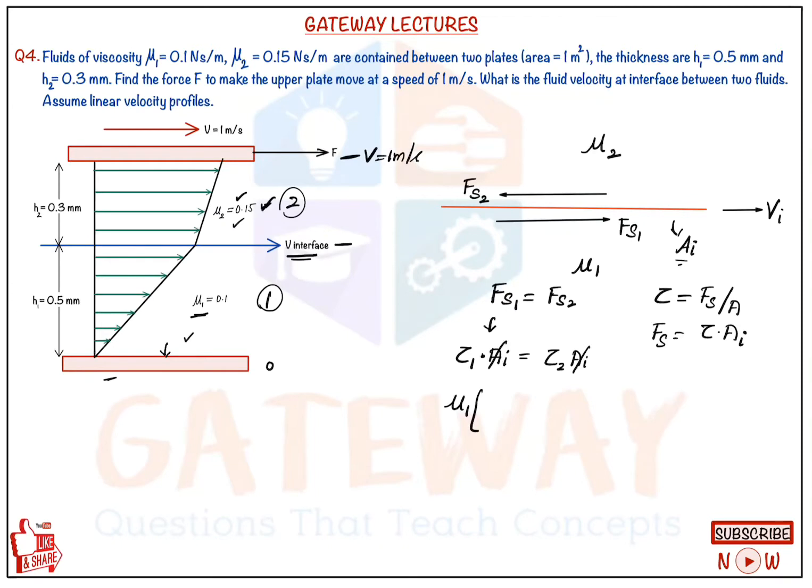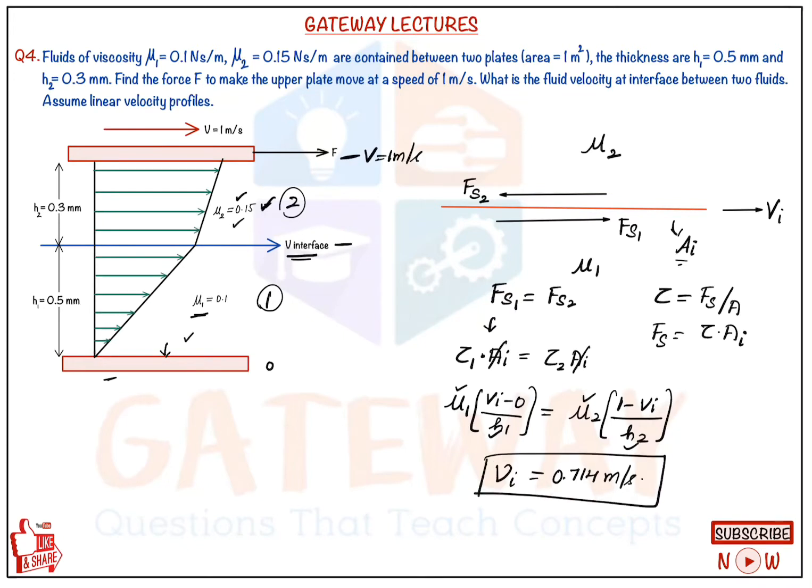So if you consider the first fluid, it is nothing but V interface minus 0 upon H1. H1 is 0.5, that we will substitute as 0.5 mm. And tau 2 is equal to mu2 into 1 minus the interface value Vi upon H2. The fluid film thickness is H2. By substituting, we know the mu1 value, we know the mu2 value, we know H1, we know H2. By substituting these values, we will get the value of Vi as 0.714 meter per second. Okay, we got the value of Vi.